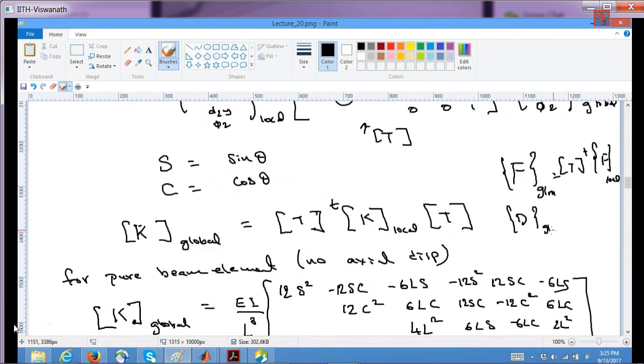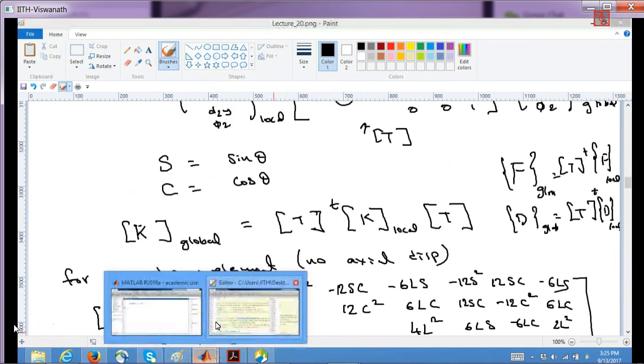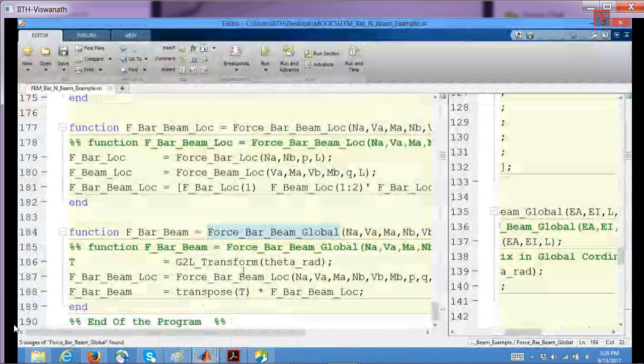D global is equal to T times D local. So we use the same thing to convert back and forth. The force vector is calculated as T transpose times F in the local coordinate system.